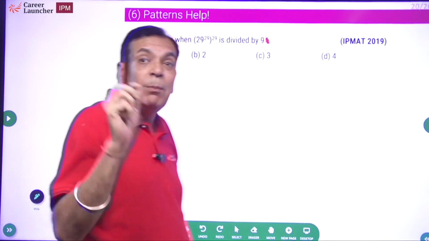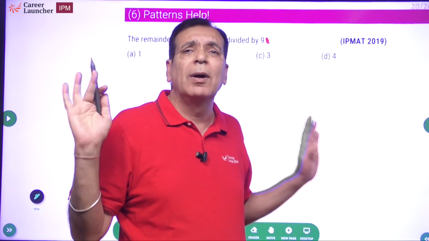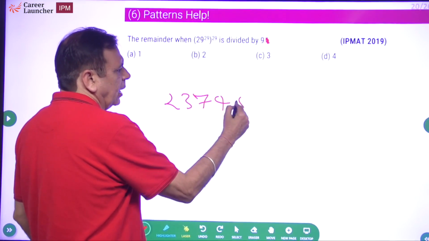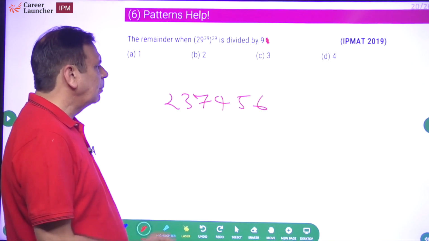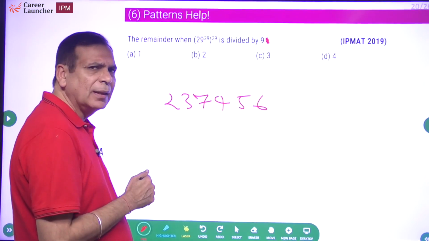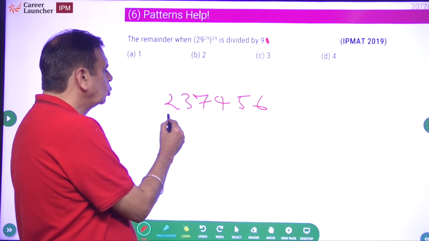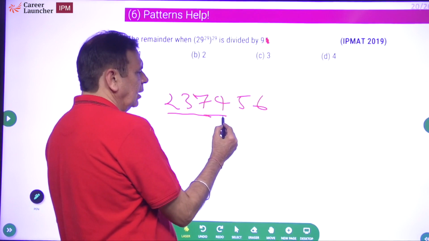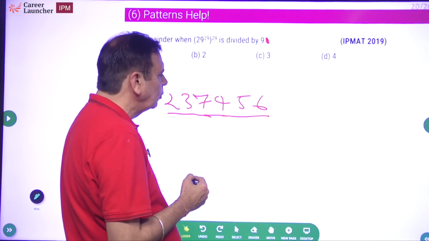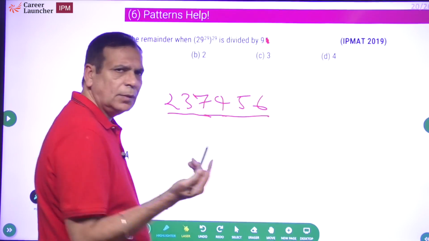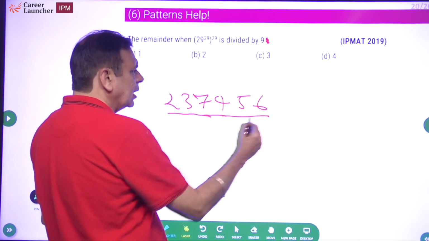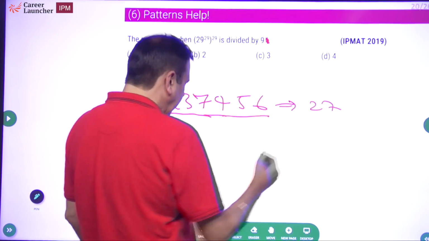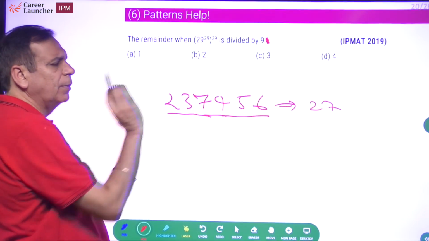It is if the sum of digits is a multiple of 9, that number is divisible by 9. Let me take an example. 2, 3, 7, 4, 5, 6. What is this number? If I divide it by 9, is this multiple of 9 or not? 2 plus 3, 5. 5 and 7, 12. 12 and 4, 16. 16 and 6, 22. 22 and 5, 27. Multiple of 9. The digit sum is 27. 27 is a multiple of 9, hence this number is a multiple of 9.